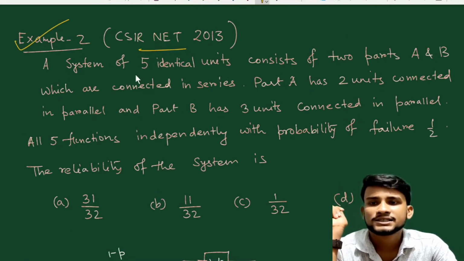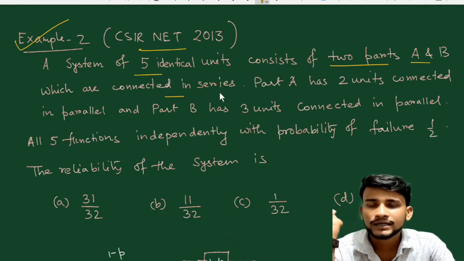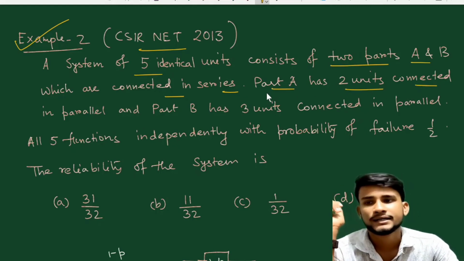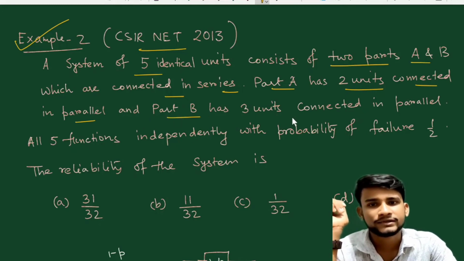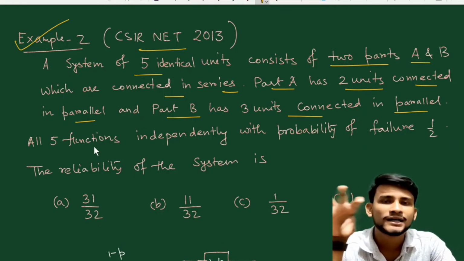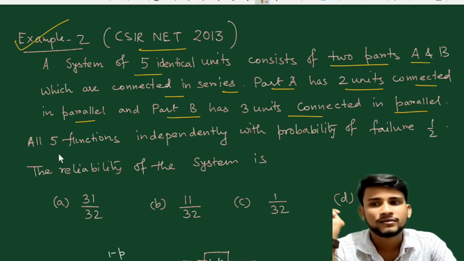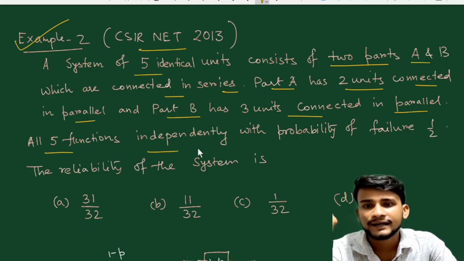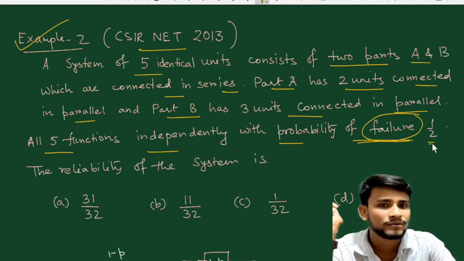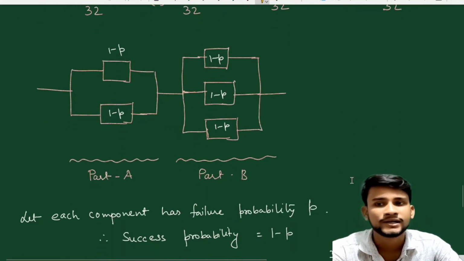The question says that a system of 5 identical units consists of two parts A and B which are connected in series. Part A has 2 units connected in parallel, and part B has 3 units connected in parallel. All 5 function independently with probability of failure, I repeat, probability of failure equal to half. Then the reliability of the system is.